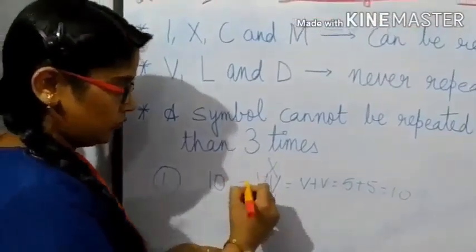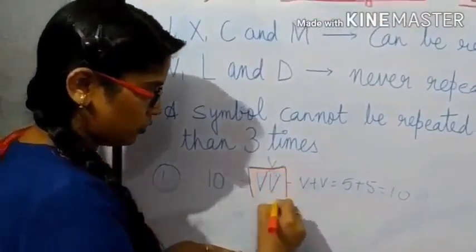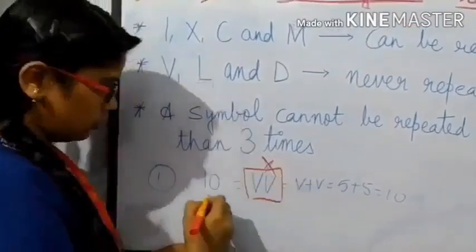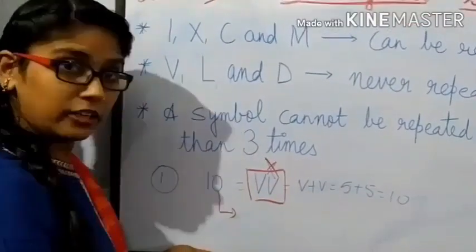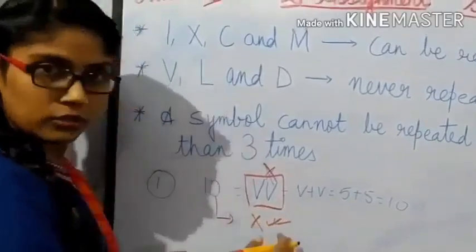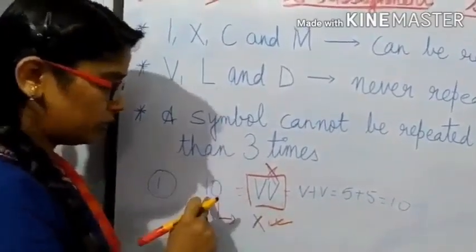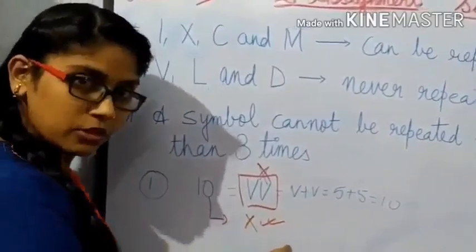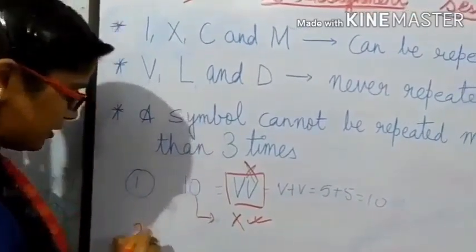So this is the wrong method. The right value for 10 is X. This is the right way of writing 10 as Roman numerals. Now I am taking the second example.